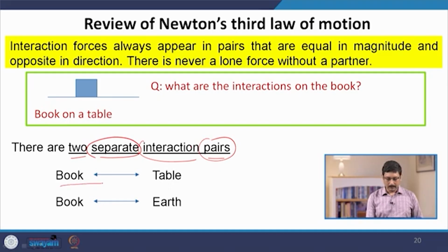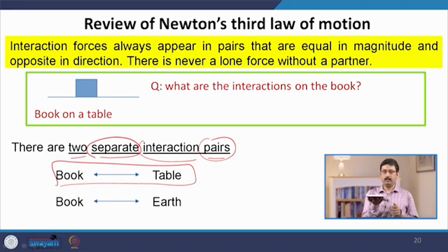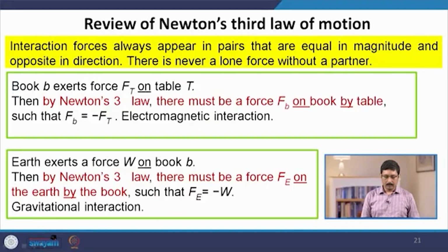The first set of interaction is between the book and the table. You can do this experiment yourself, put a book on your hand or on a table. There is a force or interaction between the table and the book, and there is a separate interaction, another set of interaction, between the book and the earth. These two forces are really different. So, book B exerts a force, let us denote it as Ft, on the table.